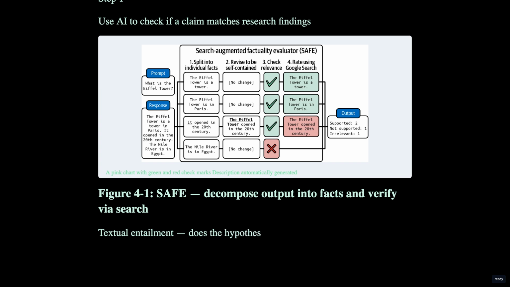We can frame "is this statement consistent with the context?" as a textual entailment problem. Given a premise, the context, we decide how a hypothesis, an output or part of it, relates to that premise, typically labeled entailed, contradicted, or neutral.